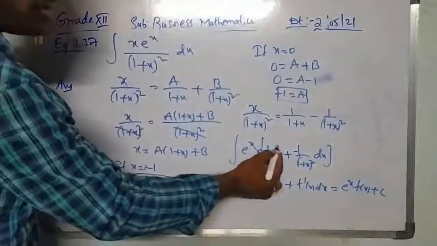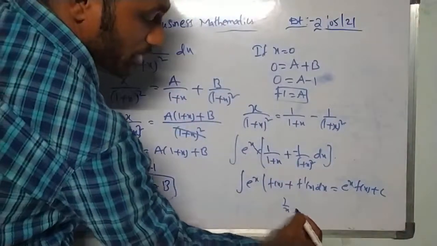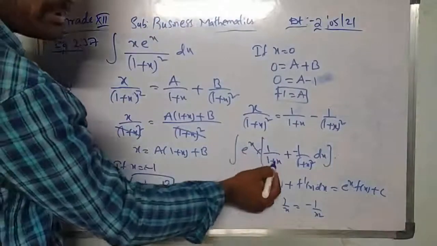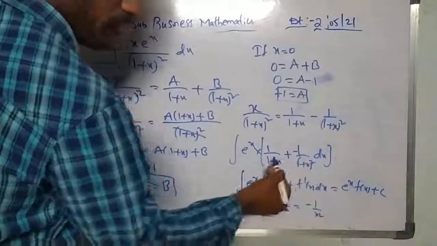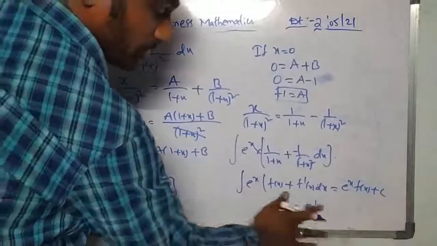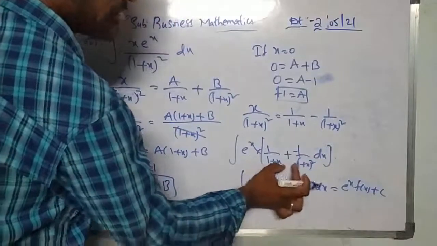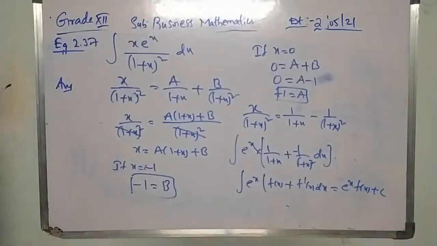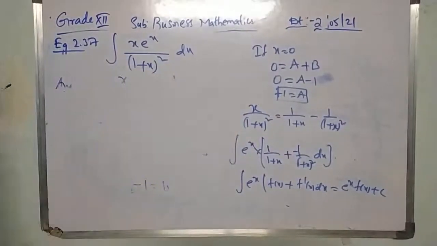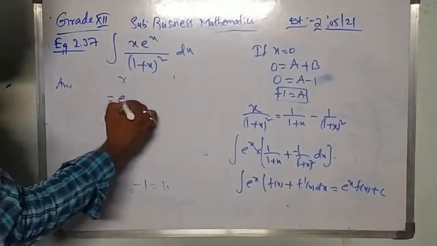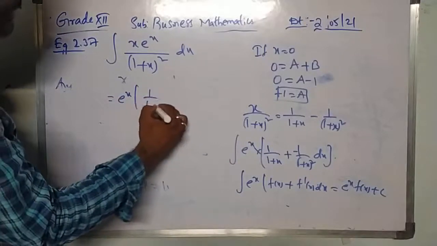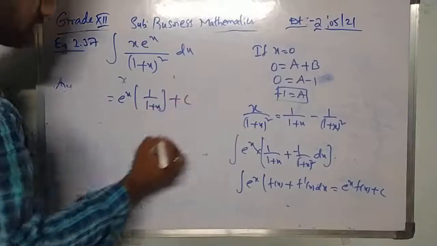Why? Because the derivative of 1 by x is minus 1 by x square. So here, 1 by 1 plus x has the derivative minus 1 by 1 plus x whole square. So the same concept applies: this is f of x, and this is its derivative. By applying the formula, the final answer is e power x into f of x, where f of x here is 1 by 1 plus x, plus c.